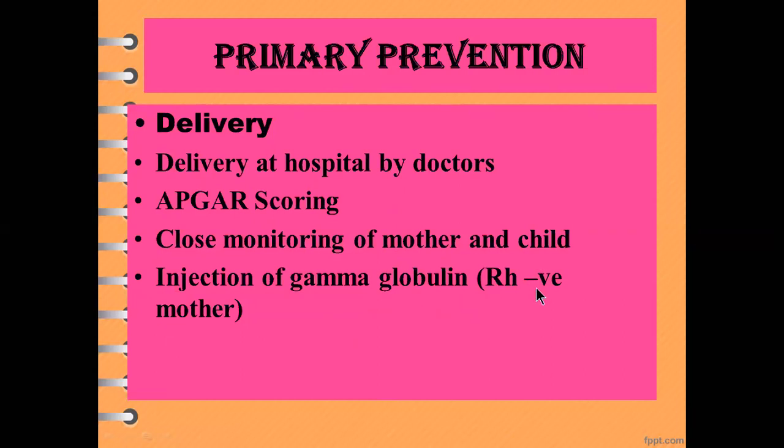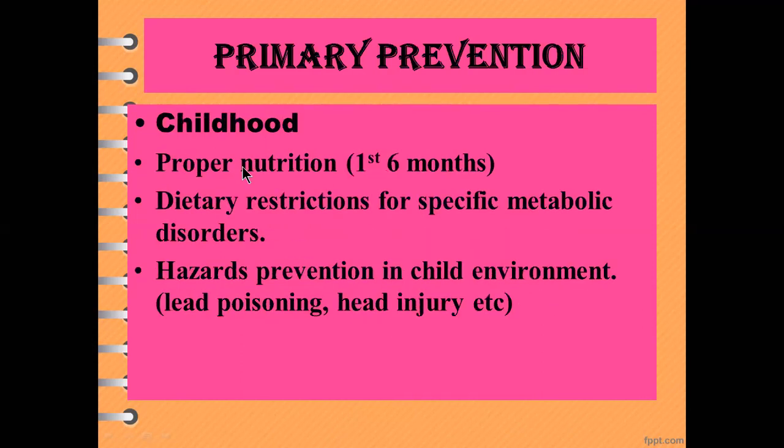And if the mother is RH negative, then what do we want to give? We want to give the gamma globulin injection. If it is not given, then there will be a problem. Erythroblastosis may occur. And now in the childhood period, for the first 6 months, the mother should give breastfeeding only for the baby. The next important thing is dietary restriction should be given because metabolic disorder may occur.